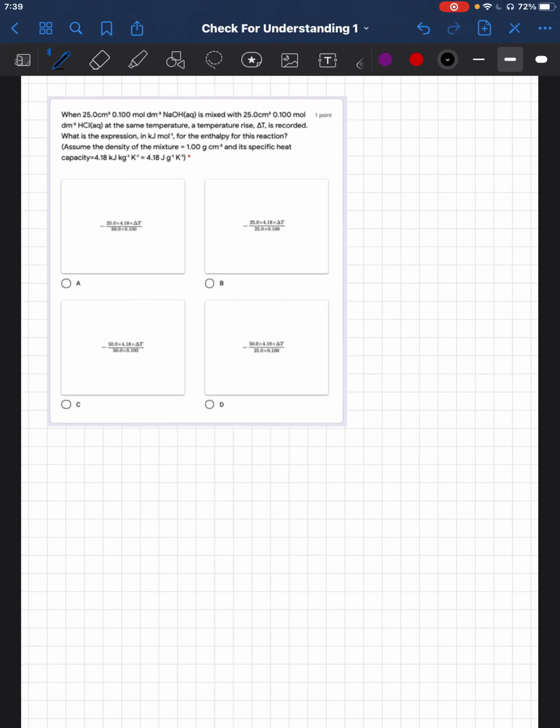Hi everyone, the purpose of this video is to go over one of the problems from Check for Understanding number 1 in the energetics unit. I got some requests to talk about it, so let's do it. When 25 cubic centimeters of 0.1 molar NaOH is mixed with 25 cubic centimeters of 0.1 molar HCl at the same temperature, a rise in temperature is recorded.